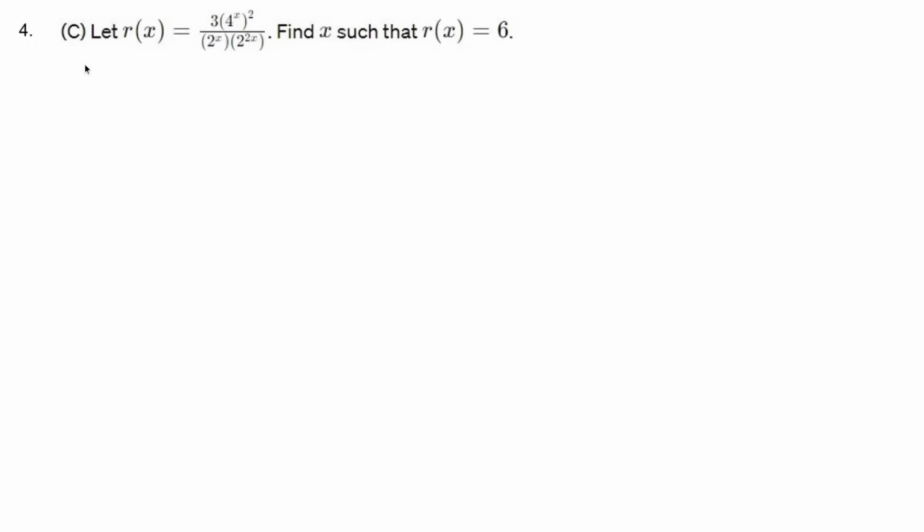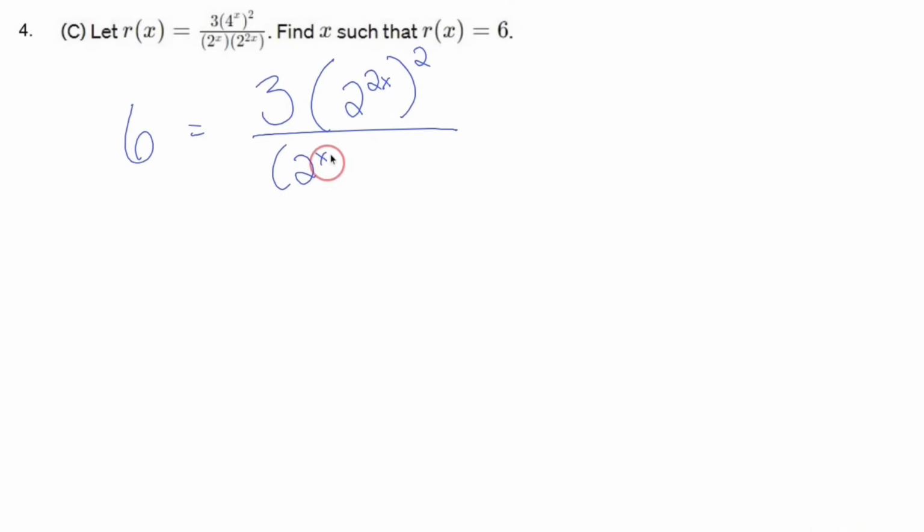Part C, and the last thing. r of x equals 3 times 4 to the x in parentheses squared over 2 to the x times 2 to the 2x. Find x such that r of x is 6. So 6 equals 3 times. I see these bases of 2, so let's make 4 a base of 2. That's 2 squared to the x, which is 2 to the 2x, to the second power over 2 to the x times 2 to the 2x. The 3 is not going to combine with any of these.